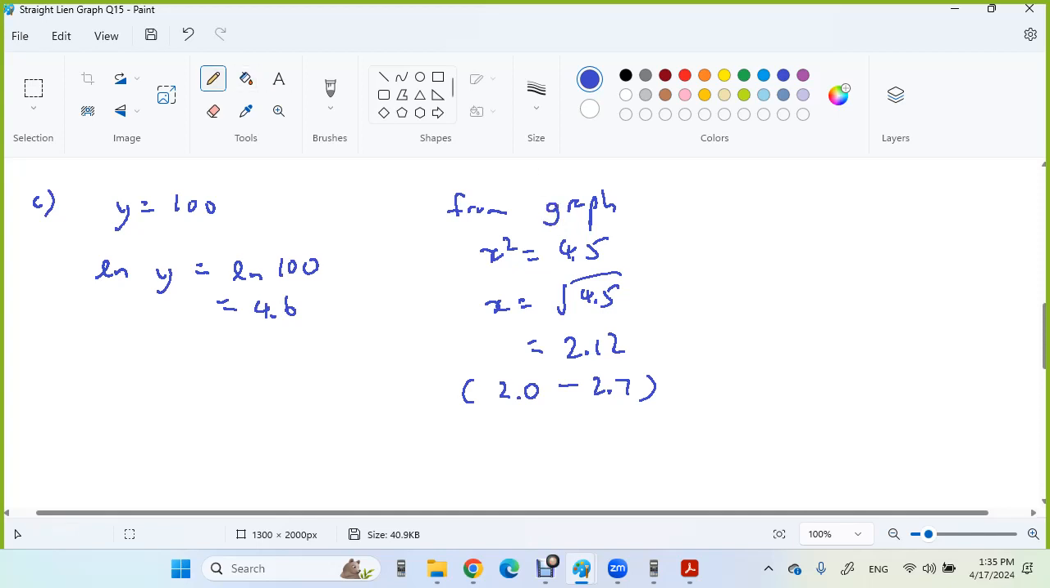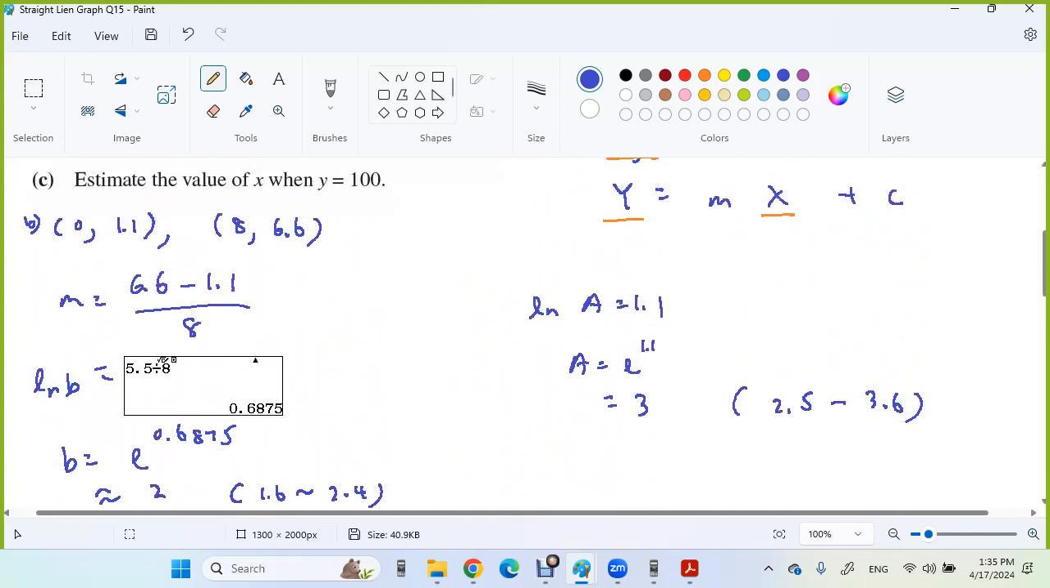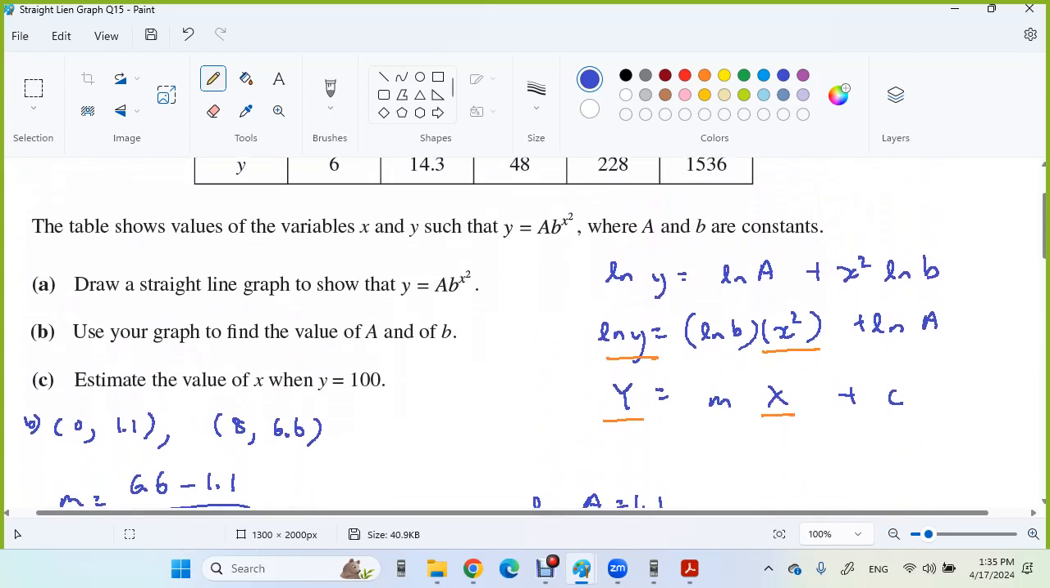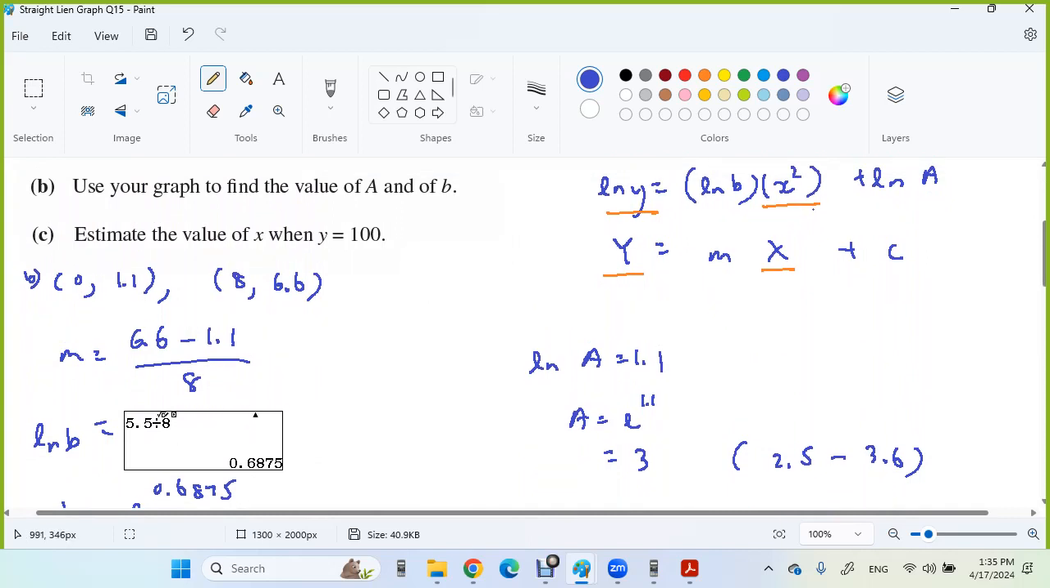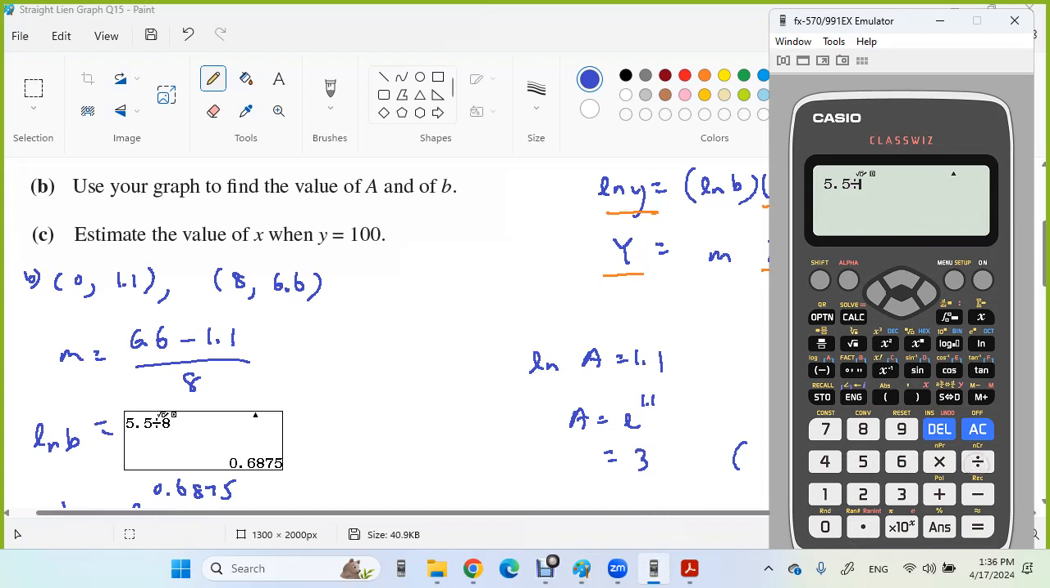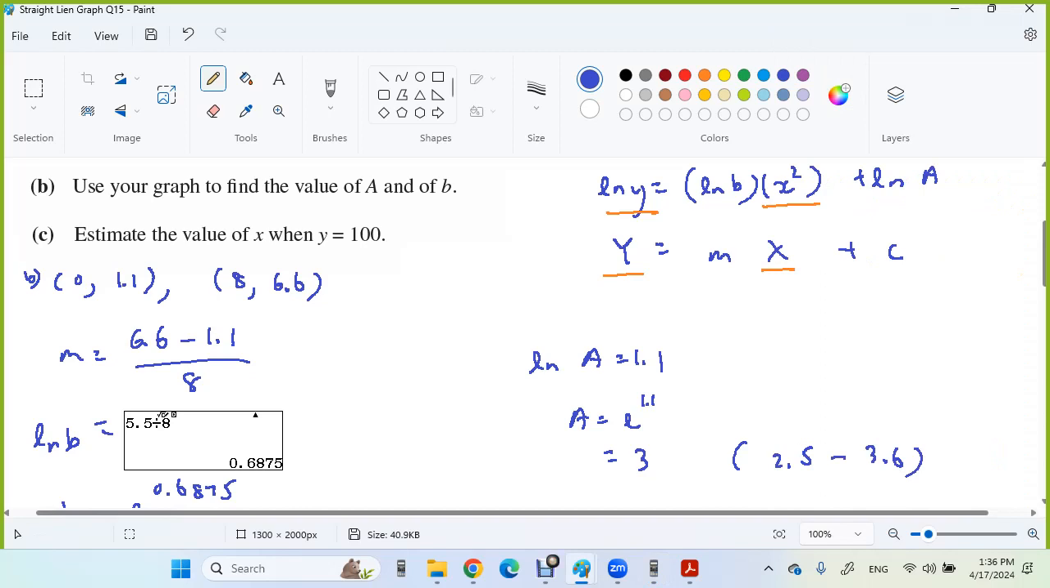And then in Malaysia we have SPM. Normally they ask the student to do it this way, but in the IGCSE they allow us to solve it the other way. So we have ln y equal to ln b x squared plus ln a. So just now we have 5.5 over 8, which is 11 over 16. That is the gradient.